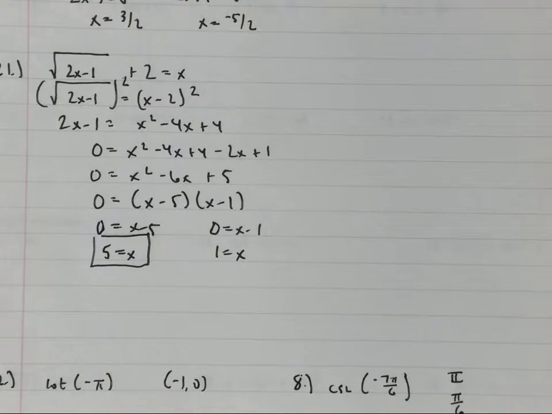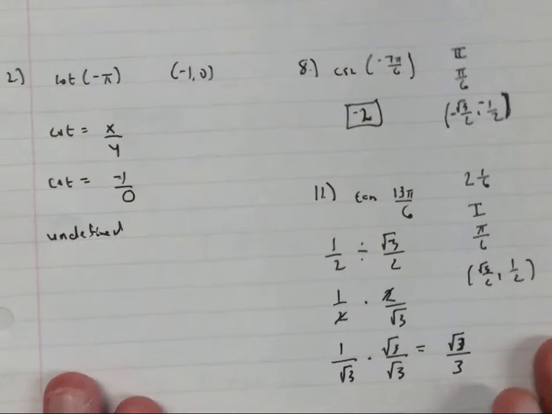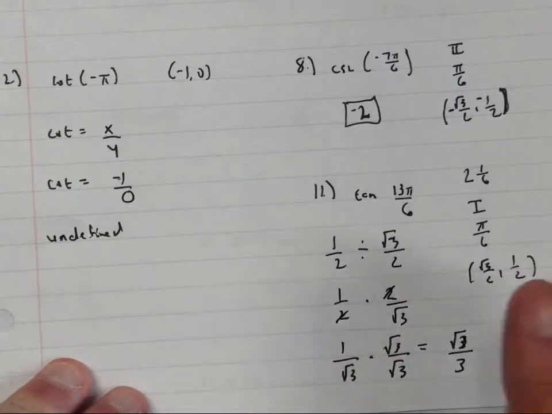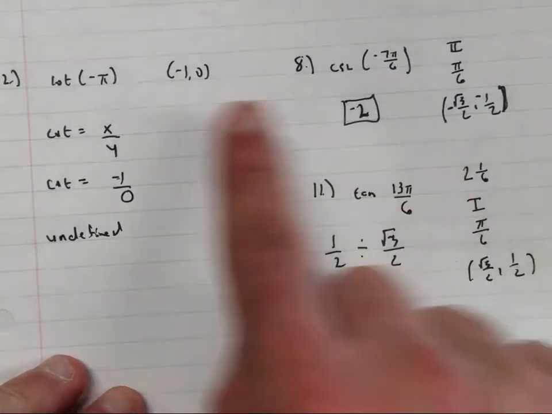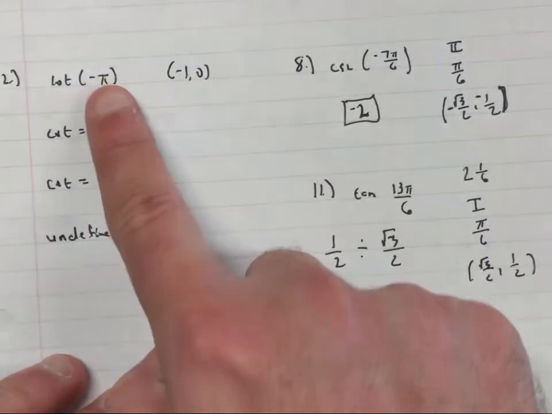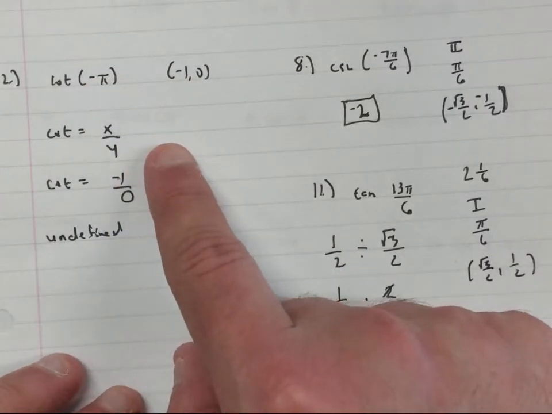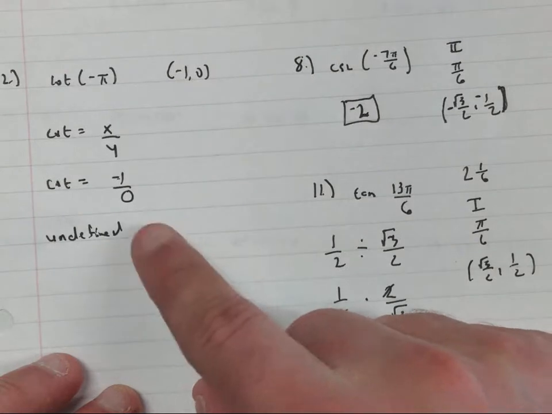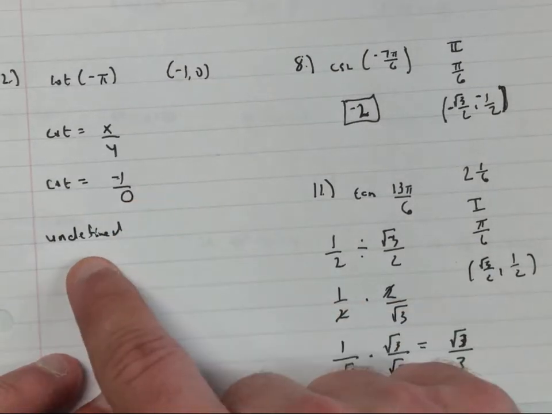Does that one make sense? All right, let's look at number 3, trig, just to make sure we're good. Cotangent of negative pi. Well, negative pi is one of the major points, isn't it? So I don't have to do all the reference notes. I just put my ordered pair down. Remember, cotangent is x divided by y. Well, negative 1 divided by 0. 0 is under. It's what? Undefined.